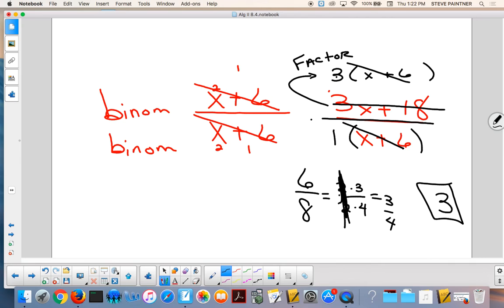So today when you look at your problems, you will factor everything you see. You'll factor, and then you'll look for something to cancel. And the only thing you can cancel is x plus 6 with an x plus 6, x minus 2 with an x minus 2. Okay?